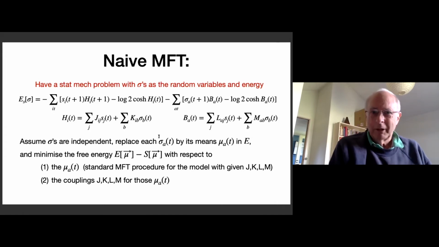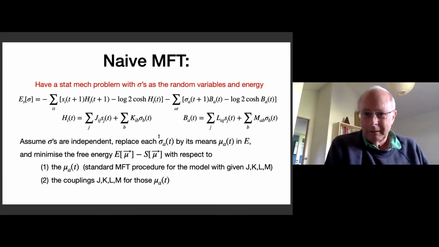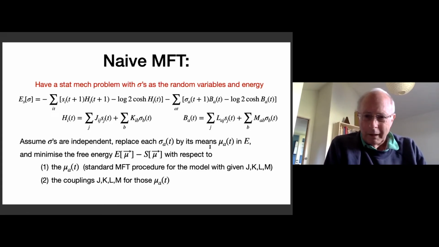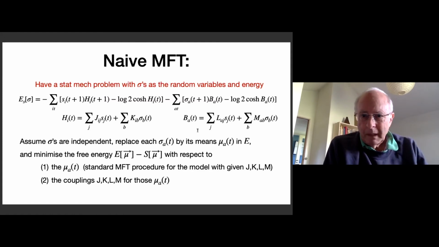Now, we can do naive mean field theory, just like we did in the ferromagnet. Just assuming the sigmas are independent, replace each one by its mean. Okay, the only thing that's different is the sigmas and the mu's are labeled by time as well as which unit they are. And minimize the free energy.